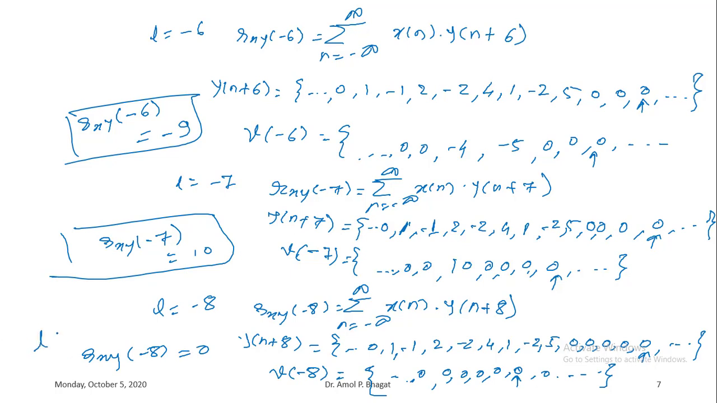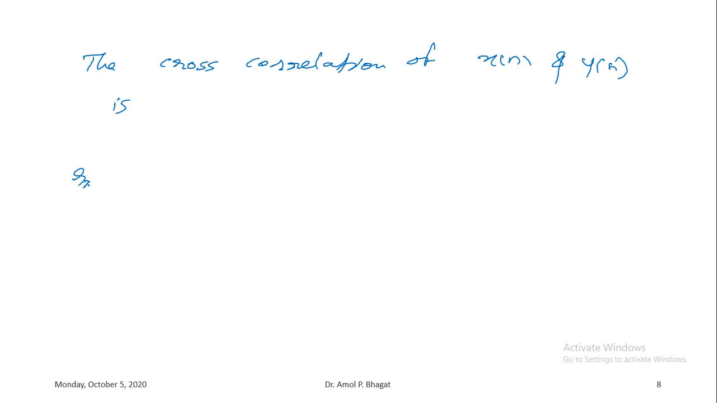So for L less than or equal to minus 8, you will get all values as 0. So finally you can write down the final result, the cross correlation of x of n and y of n, that is r x y of L. Final sequence you will write.